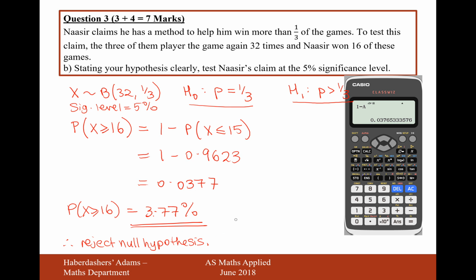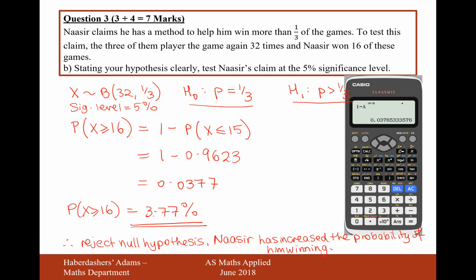and then we can link it back to the context of the question. Nazir probably has increased the probability of him winning the game. So make sure with this hypothesis test, you always link it back to the context of the question.